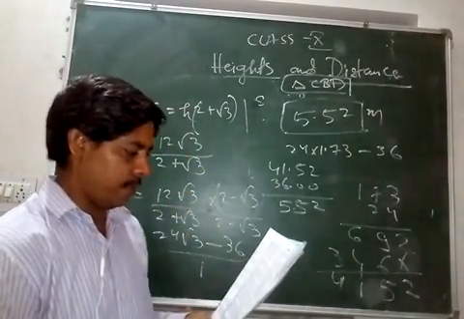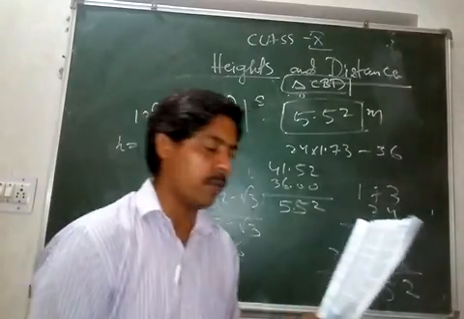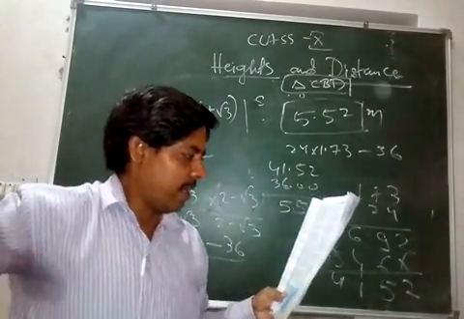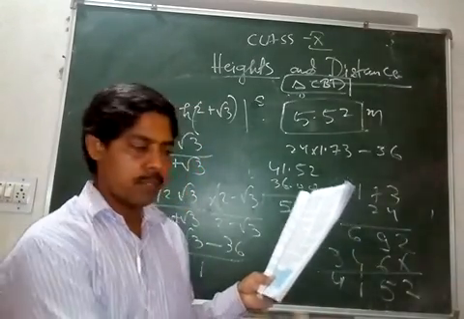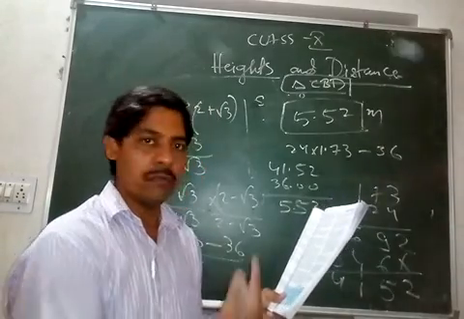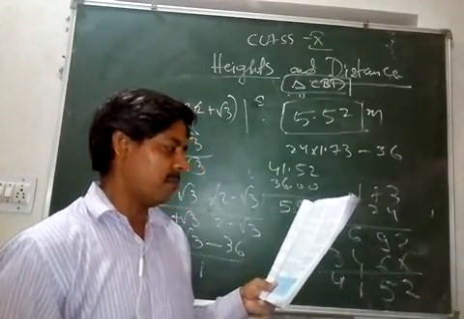Next question is again very important, question number 25. A straight highway leads to the foot of a tower. A man standing on the top of the tower observes the car at an angle of depression of 30 degrees, which is approaching the foot of the tower with uniform speed. 6 seconds later, the angle of depression of the car is found to be 60 degrees. Find the time taken by the car to reach the foot of the tower from this point.